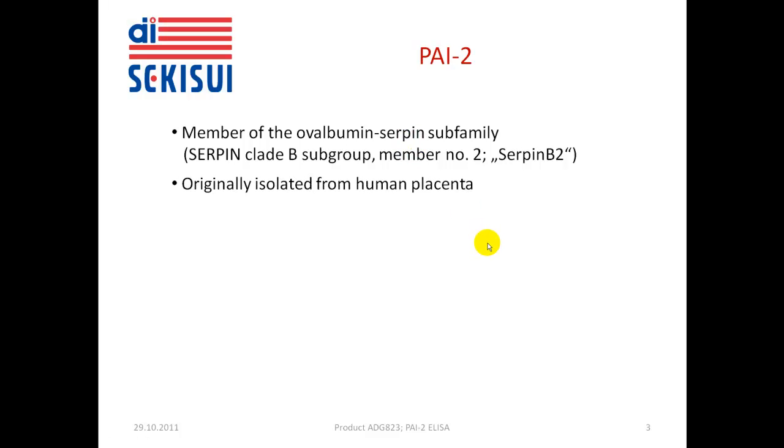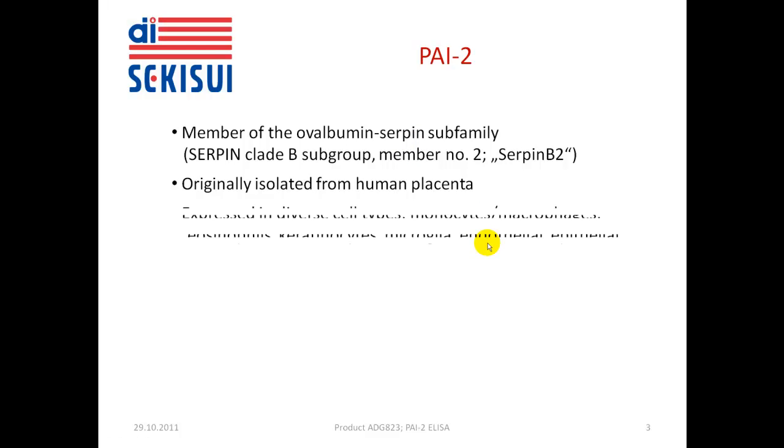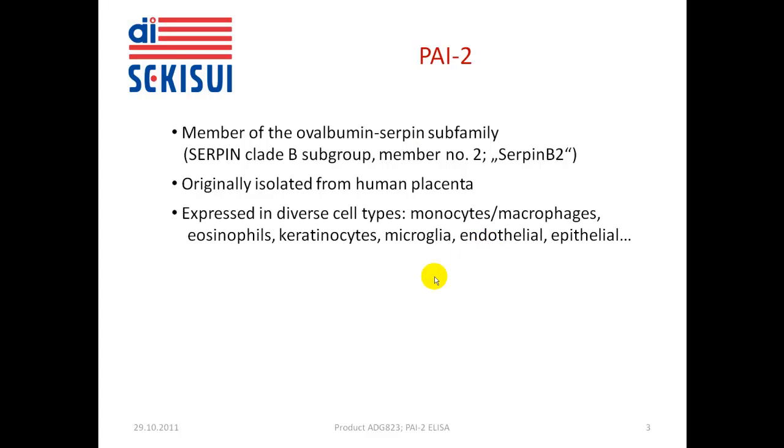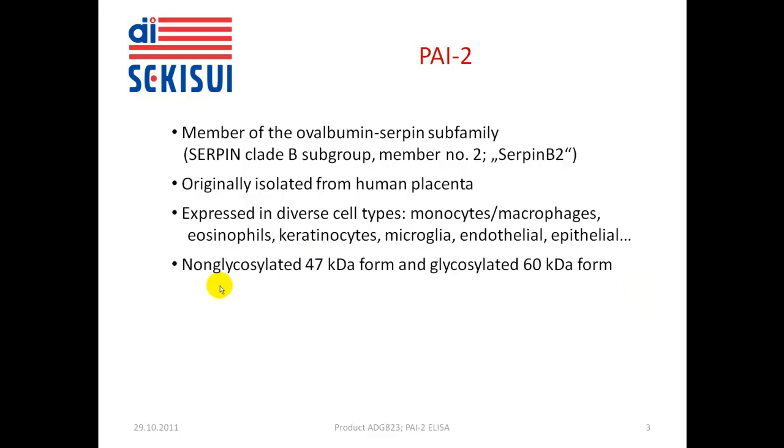It was originally isolated from human placenta, and later it was found that it is expressed in diverse cell types, mainly in monocytes, macrophages, but also in eosinophils, keratinocytes, microglia cells, endothelial cells, and epithelial cells. It exists in two forms, either as a non-glycosylated 47 kilodalton molecule or as a glycosylated 60 kilodalton molecule. Both forms are found in the intra and extracellular space.